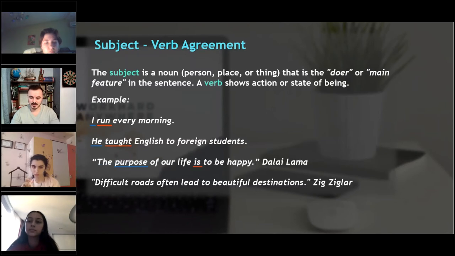By the way, Nihat, do you agree with Dalai Lama? Yeah. I pretty much agree with him. Yeah. Good.